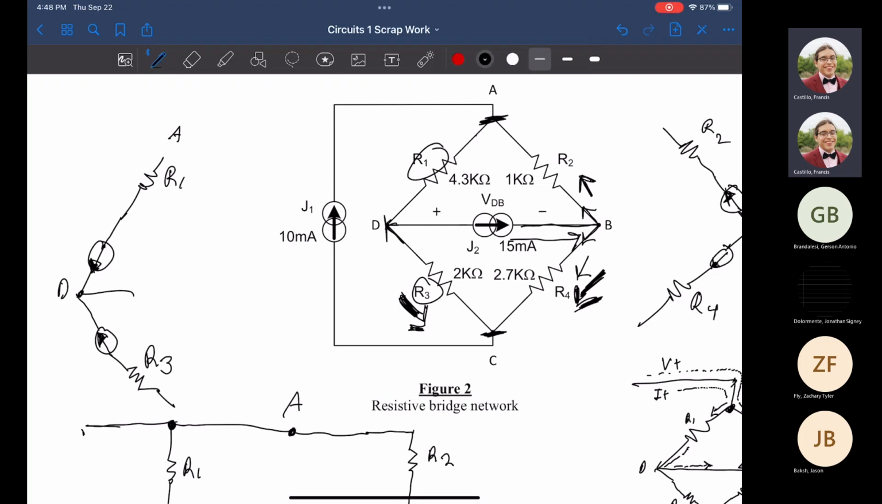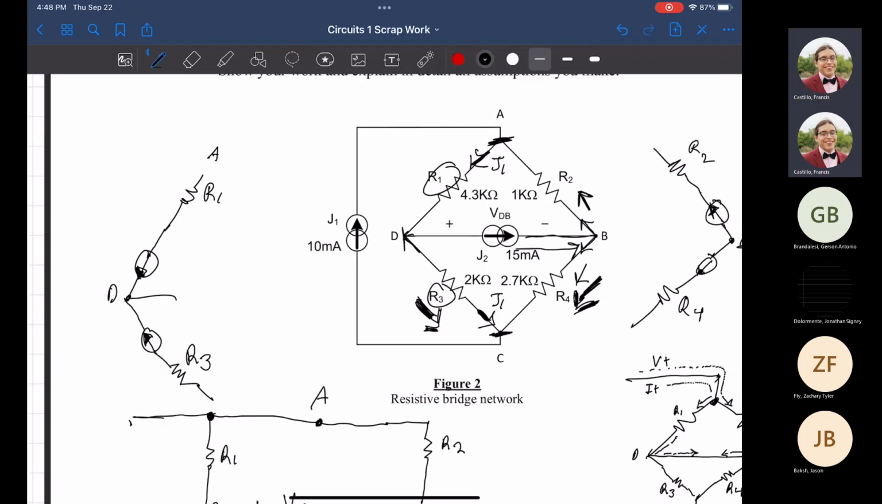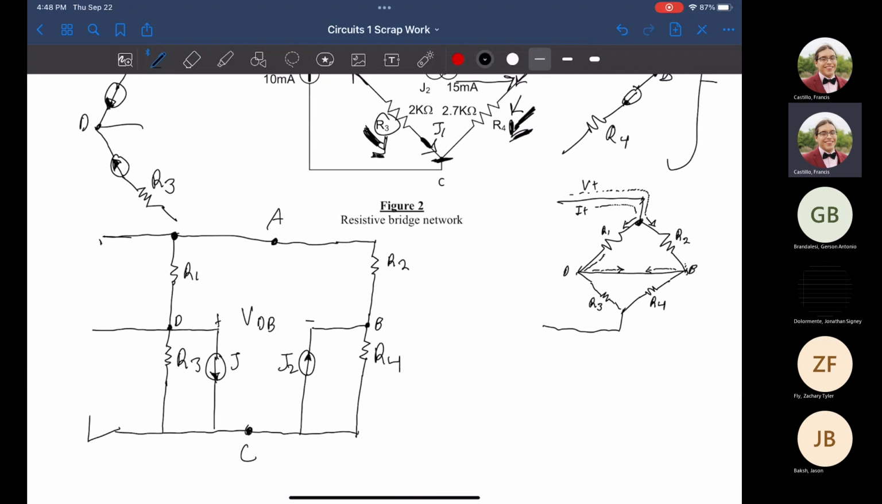There's going to be a current going down into here, which is going to be J1, and then one also going from here, which is going to be J1 as well. So using that logic, we can shift it over in the same fashion we did for J2. And this is going to be the equivalent circuit we'll be working with.